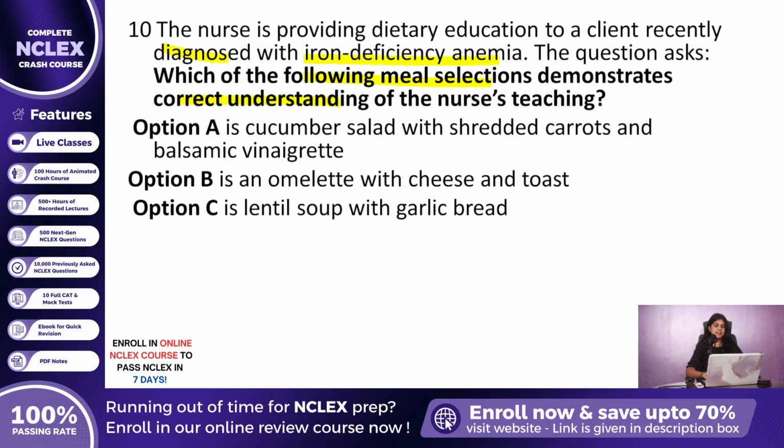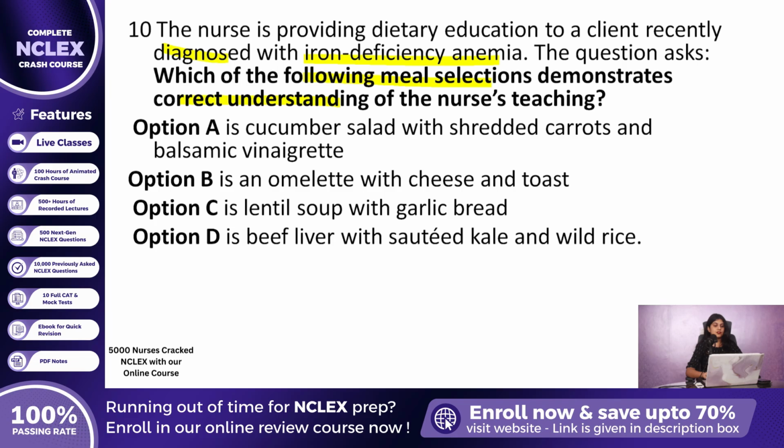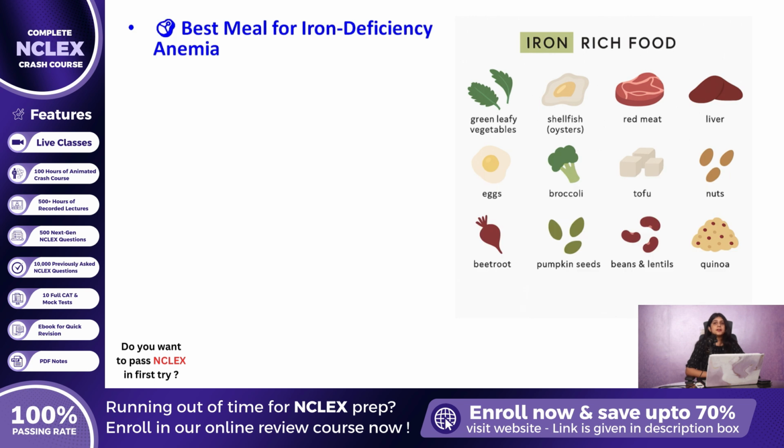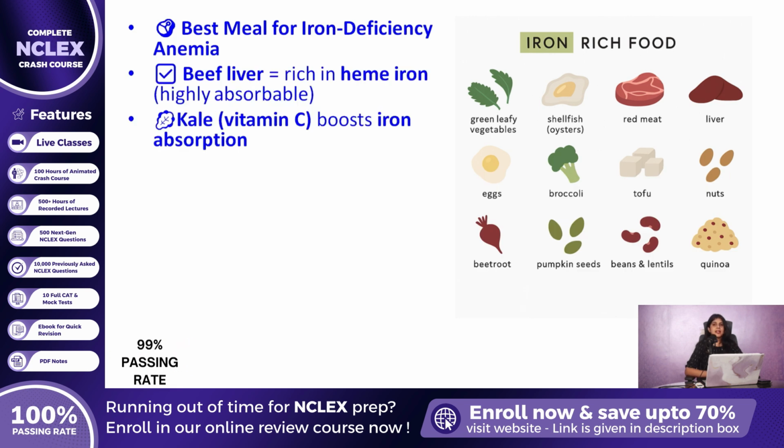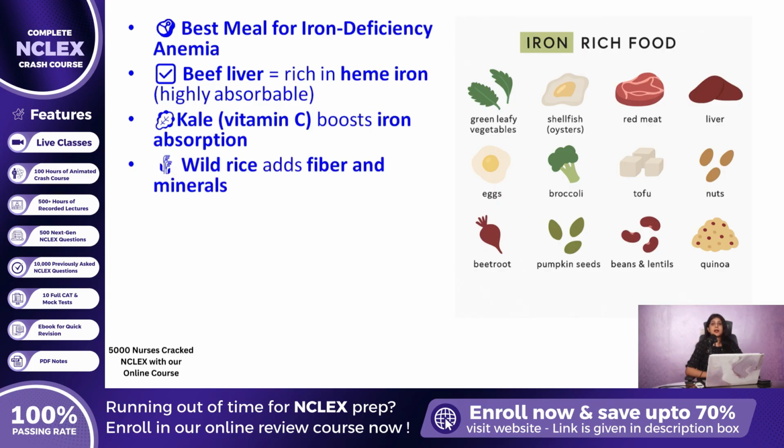Option C is lentil soup with garlic bread. And option D is beef liver with sautéed kale and wild rice. The correct answer is option D, beef liver with sautéed kale and wild rice. Here is the rationale. Beef liver is rich in heme iron, which the body absorbs most efficiently. Kale adds vitamin C, which boosts iron absorption, and wild rice contributes fiber and other minerals, making this a well-rounded choice. The other options are inadequate.